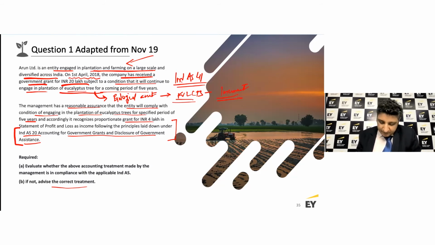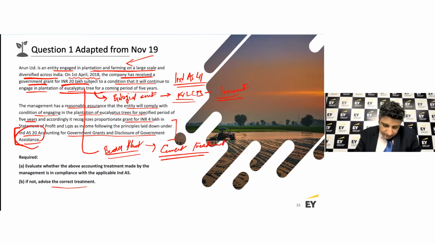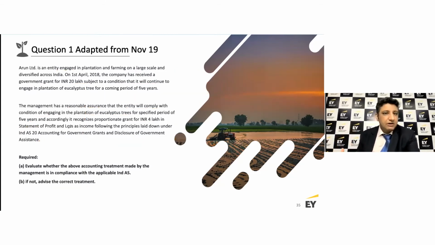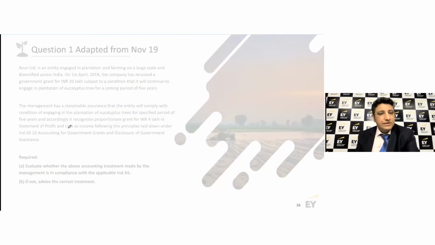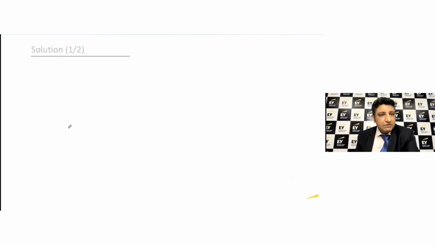The second aspect, of course, is if it were a bearer plant, as we were discussing, then the treatment is correct, wherein the applicability of Ind AS 20 would be available to the company there. So you need to explain all these parameters as a part of your solution as you discuss it here. Okay, let's have a look at the formal solution.